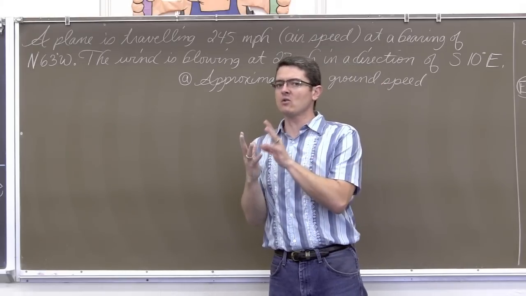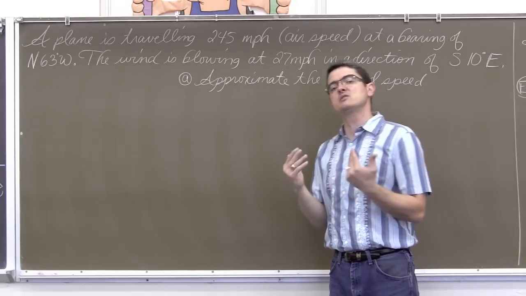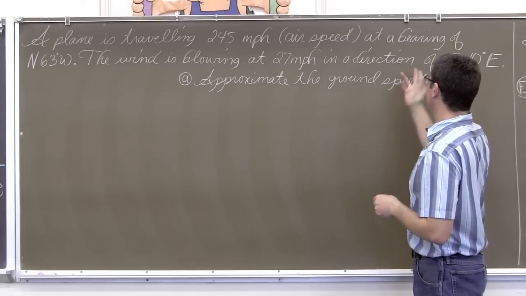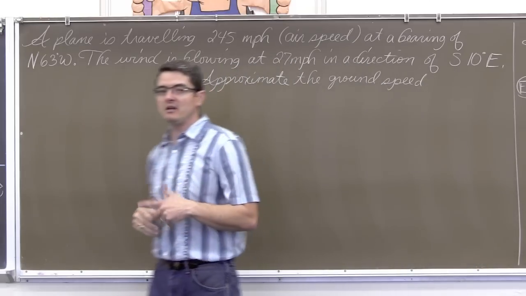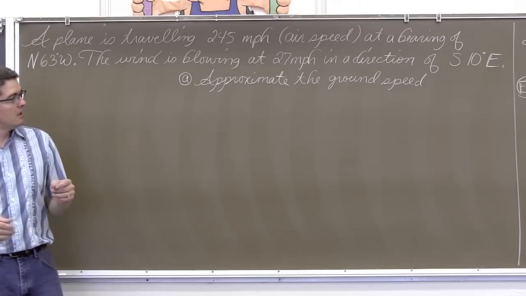So in relation to that, you're going a certain speed, but that wind is actually slowing you down. Or maybe it's a tailwind and it's speeding you up. The tailwind is blowing at 27 miles per hour in a direction of south, 10 degrees east. Approximate the ground speed, and we're going to also be approximating the direction.